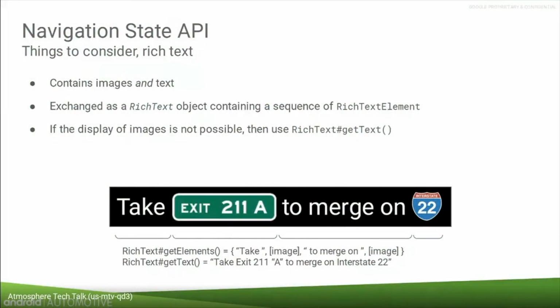The other thing I wanted to talk about is rich text. This is what we use to show or to communicate navigation cues, like the example that I have on the screen. Each of the elements in this sequence is a rich text element that can be an image or a text. If the display where you want to show this information doesn't support image rendering, then there's a second method called getText that gives you a full text representation of the same information. This is because it might not be a one-to-one mapping between images and text.